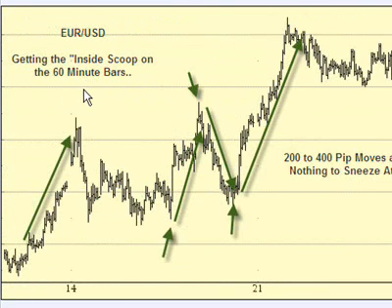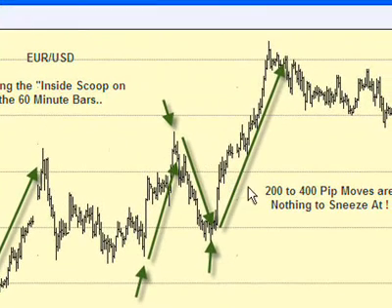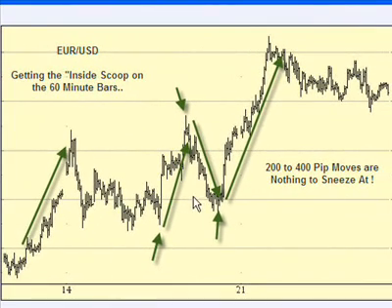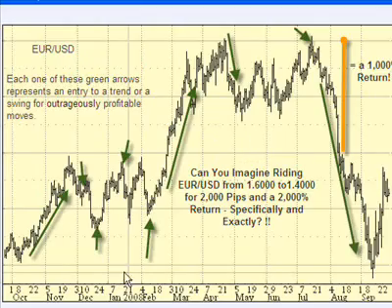We talked about getting inside the day bars. Here's the 60-minute bars. Look at this. All over, 200 to 400 pip moves are nothing to sneeze at, and they're all over the place. How are you going to play them? How are you going to corner them? Aha, it's a little secret. Anyways, let's move on.